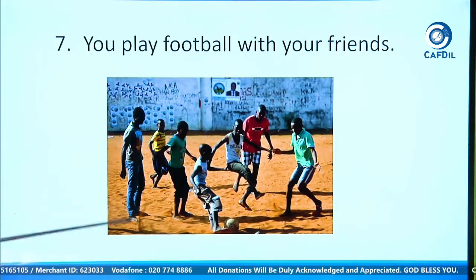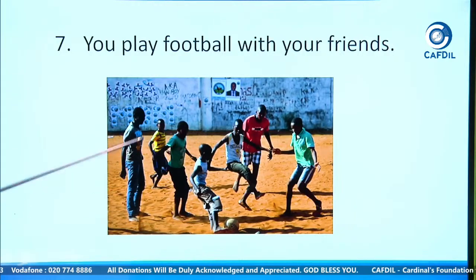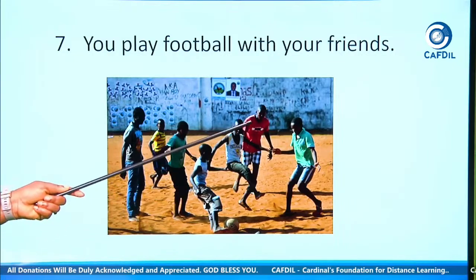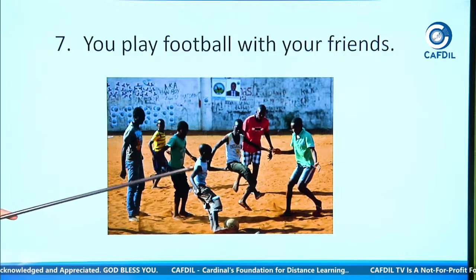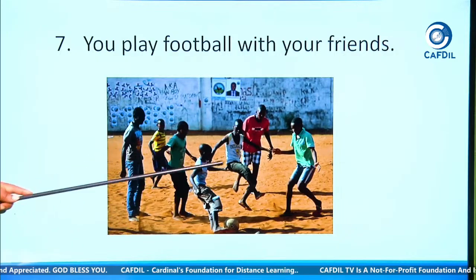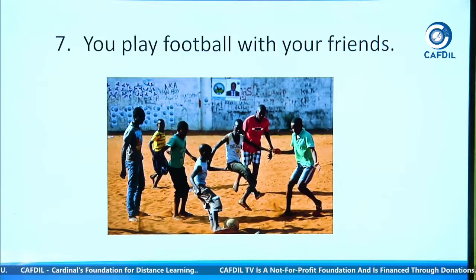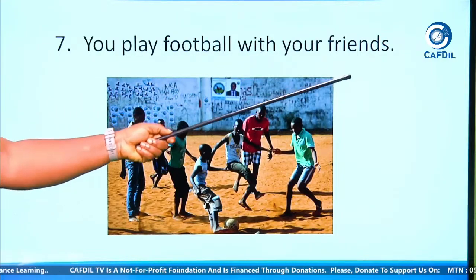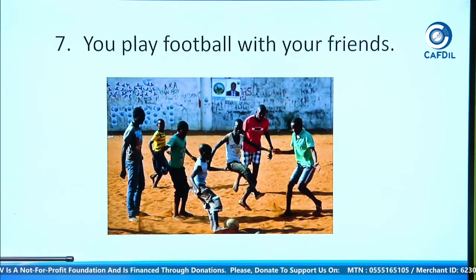So the you can be this, can be this, can be this, or can be that. So if it is this one, you are playing football with your friends. So let's look at our sentence again. You play football with your friends. And we can all see that in the picture.